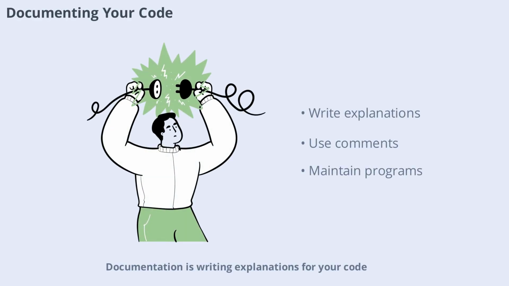Documentation is writing explanations for your code, either in comments or separate files. Good documentation helps others understand your work and makes it easier to maintain your programs in the future. In this scene, we'll discuss simple ways to document your code and why it's an important habit for every programmer.